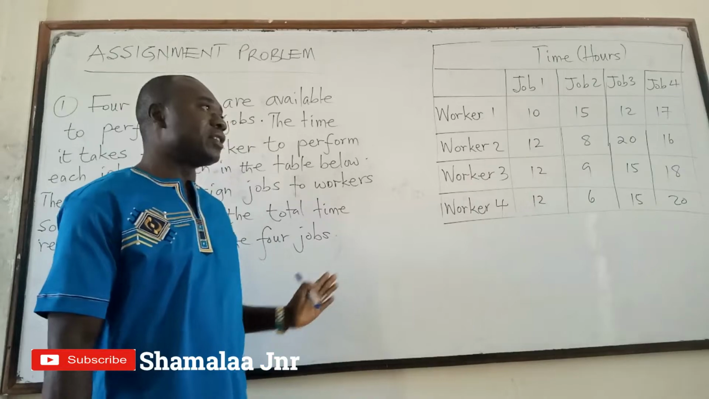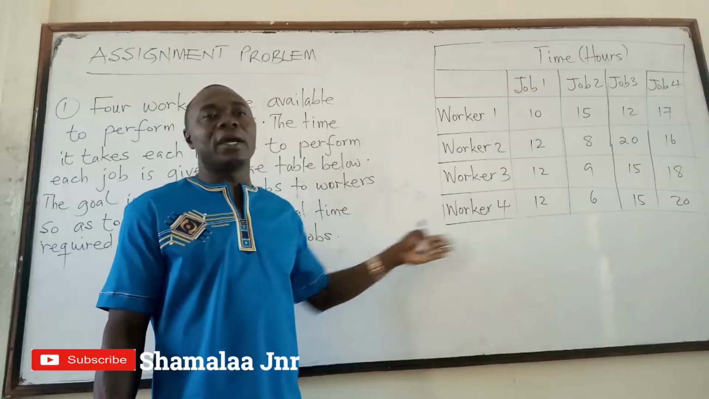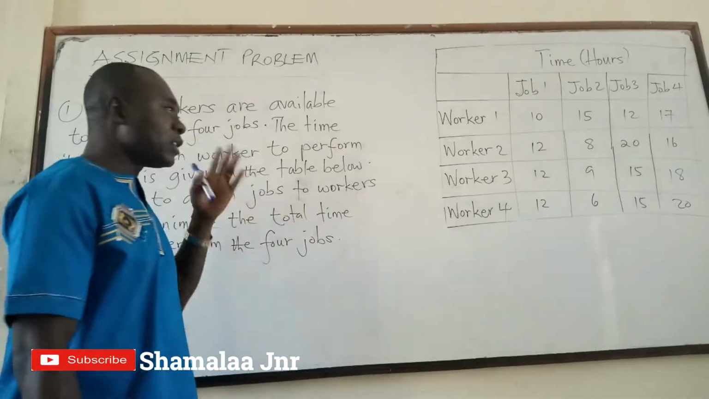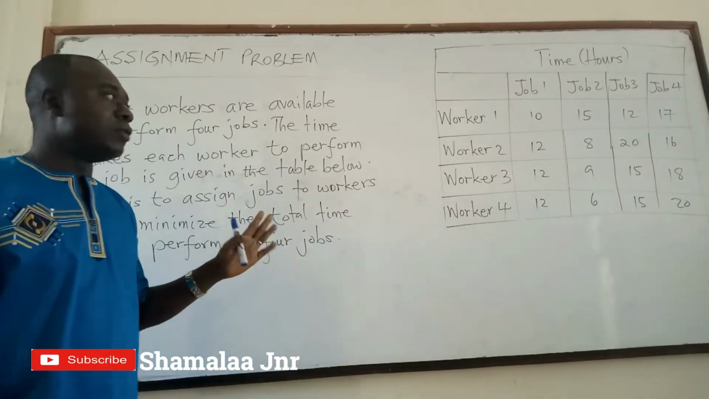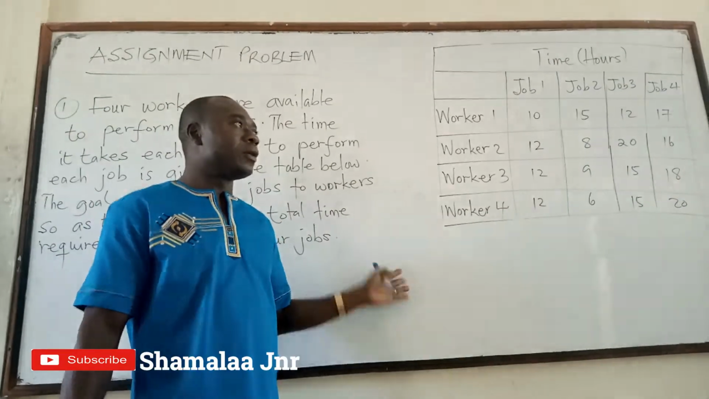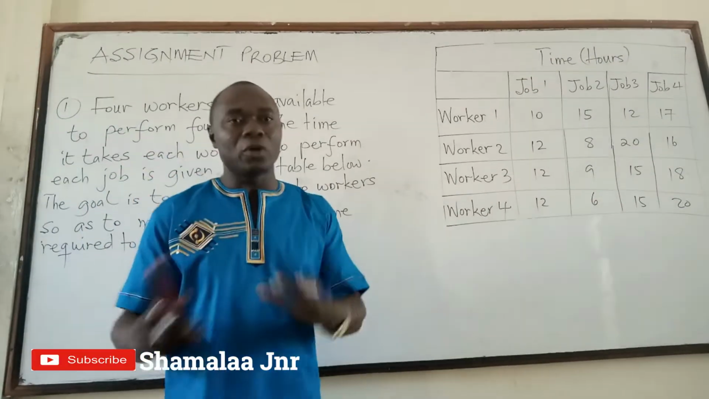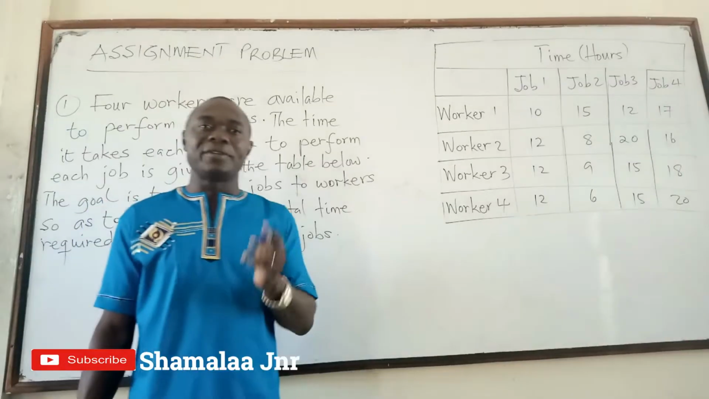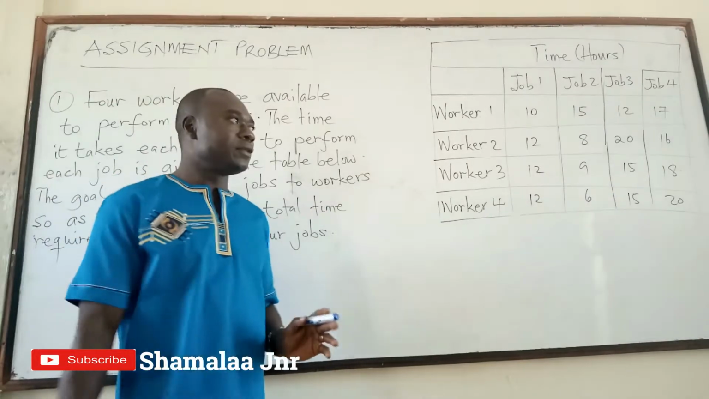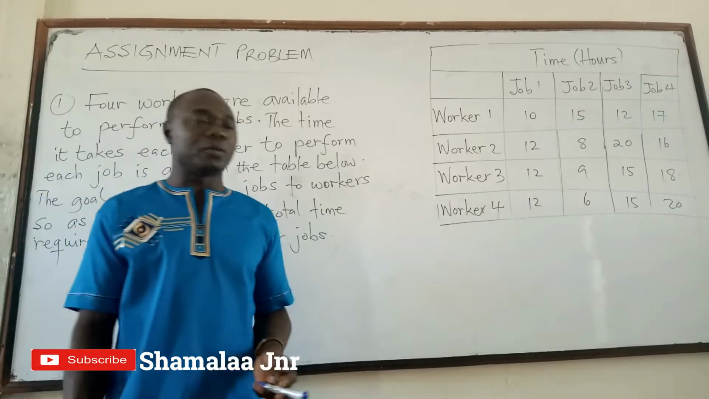Because you can decide to minimize time, and you can also decide to minimize cost. And when you are minimizing cost, indirectly you are maximizing profit. So this is typically what the assignment problem is. You want to assign jobs to people who are equally competent to perform them. So how do you assign the jobs in such a way that the total time taken to perform the jobs will be the minimum? If you are talking about hours, it means that you want to use a minimum number of hours to perform the job.